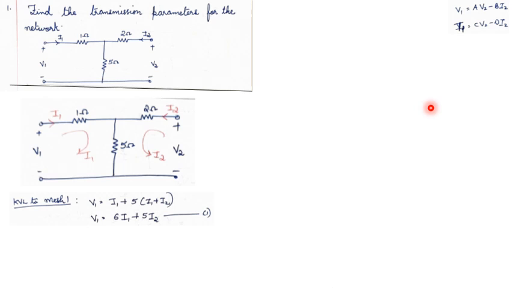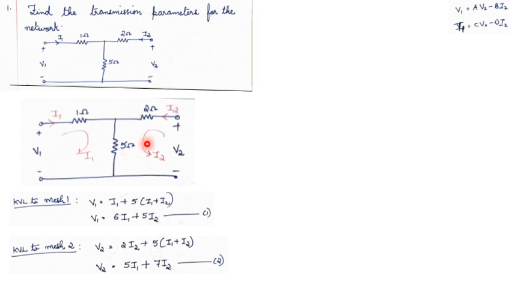Now apply KVL to the first mesh. From the first mesh we can write the equation V1 is equal to 5 plus 1, which is 6. So V1 is equal to 6I1 plus 5I2. Through the 5 ohm resistor, both currents I1 and I2 are flowing in the same direction. So it is 5I2. Now apply KVL to the second mesh. Then we will get the equation as V2 is equal to 5I1 plus 7I2.